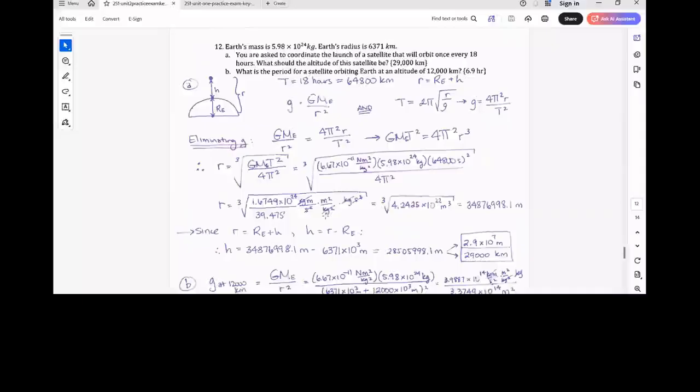Number 12. Earth's mass is 5.98 times 10 to the 24 kilograms. Earth's radius is 6,371 kilometers. You're asked to coordinate the launch of a satellite that will orbit once every 18 hours. What should the altitude of the satellite be?